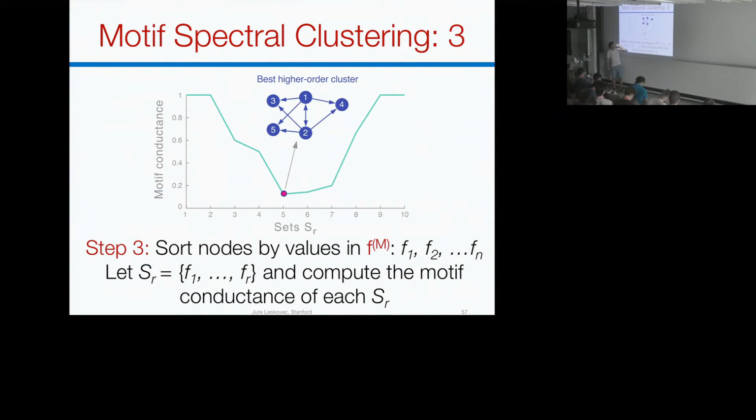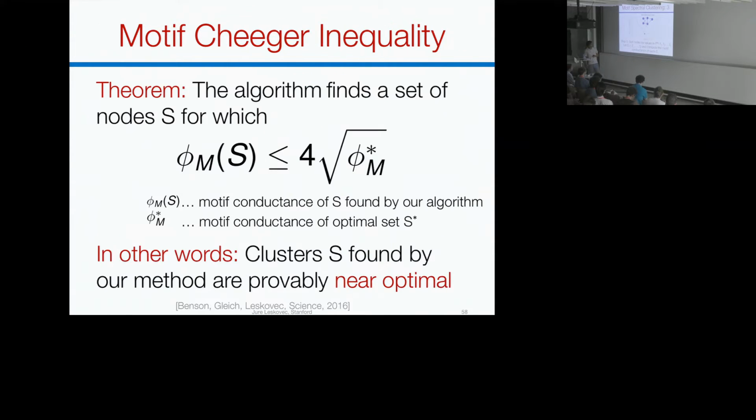So on the previous graph I showed you, here's the global minima of this motif conductance. It reaches it at S_R with R equal 5, and what are the nodes that are in S_R? Here are the first 5 nodes. Okay, so I discovered the cluster I was showing you before. Good. So what is the theorem?